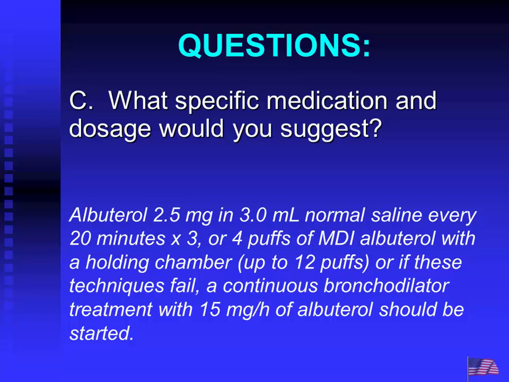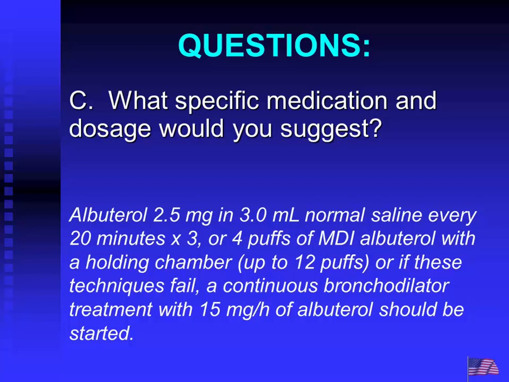Do that every 20 minutes times 3. It's basically what we call a back-to-back-to-back to see if there's relief. Alternatively, you can look at doing 4 puffs of albuterol via MDI using a holding chamber, and again can actually increase that 4 puffs up to 12 if not seeing a relief.